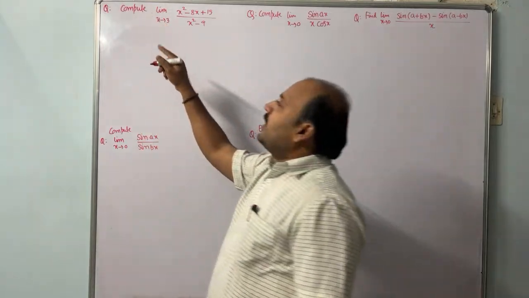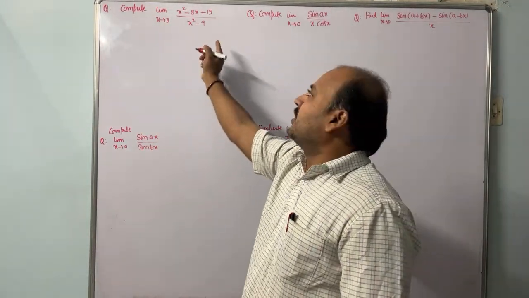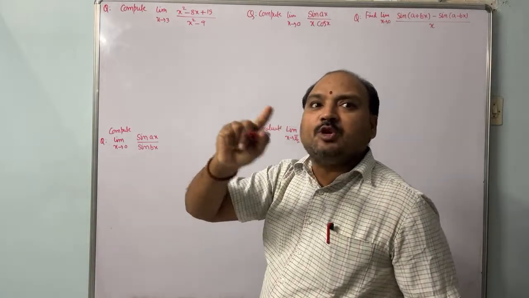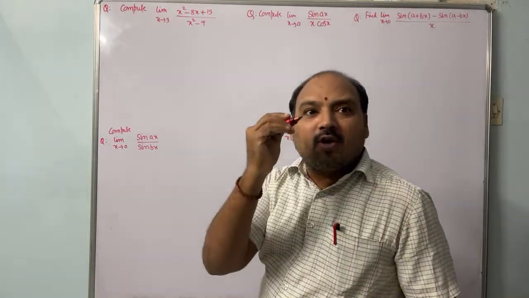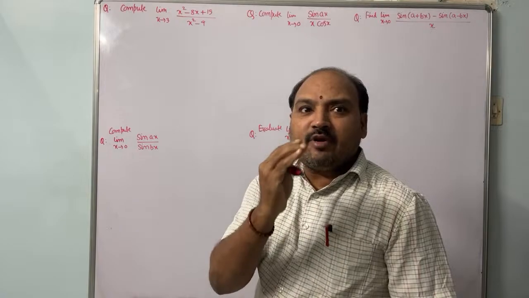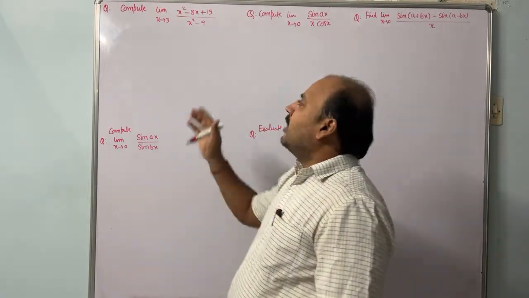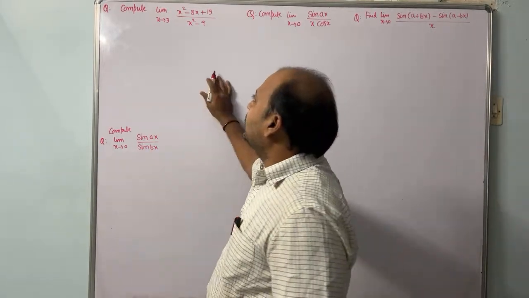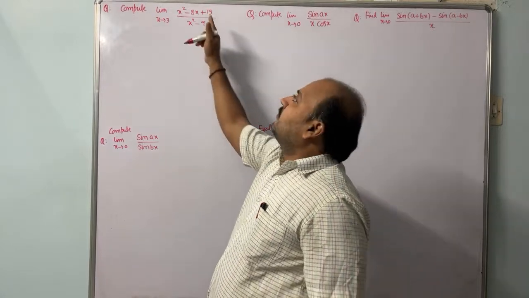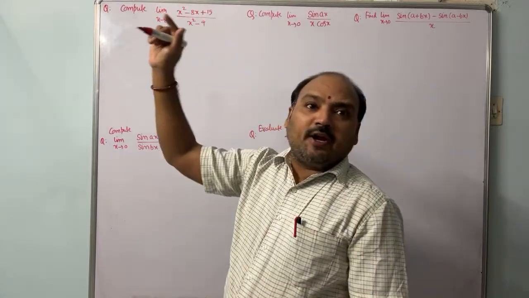Limit x tends to 3. Directly substitute x is equal to 3 in this, you will get 0 by 0 form, dear students. It is called indeterminate form. Whenever you are getting indeterminate form, you have to do factorization for numerator and denominator.